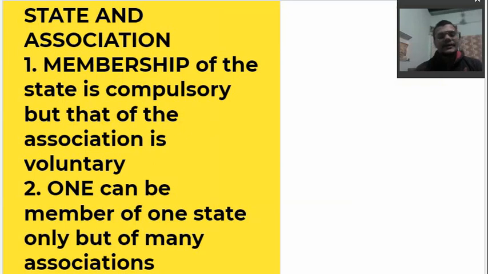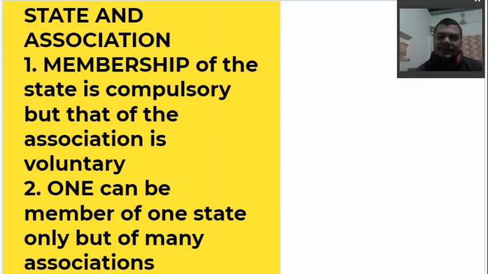The first thing that we are going to distinguish state from is association. There are various kinds of associations you will see, like farmer groups, the chamber of commerce, many religious associations, casteist associations, or feminist associations, all around you. These associations are different from state.